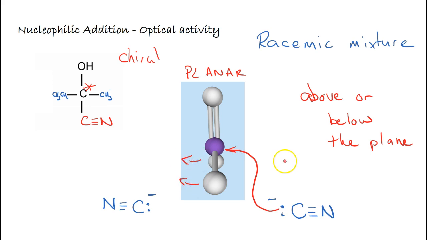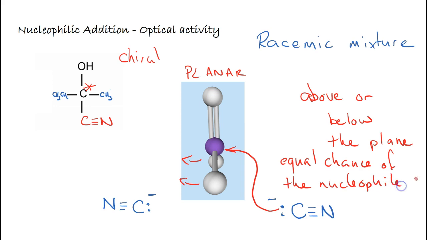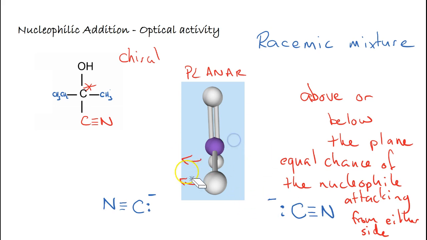There is equal chance of the nucleophile attacking from either side, and therefore we end up with two products which have an equal number, or 50-50 mix, of enantiomers, and therefore, because it's a racemic mixture, it is optically inactive.